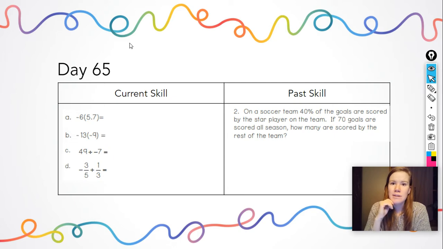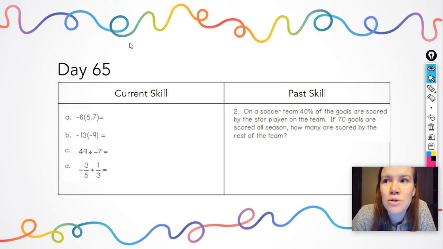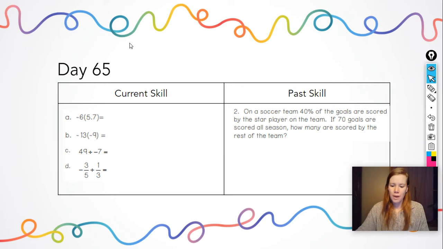So yes, I want you to actually pause the video. I know some of you don't pause the video when I tell you to pause the video, but I'm telling you to pause the video right now to do your work on your own, so pause the video right now. Okay.